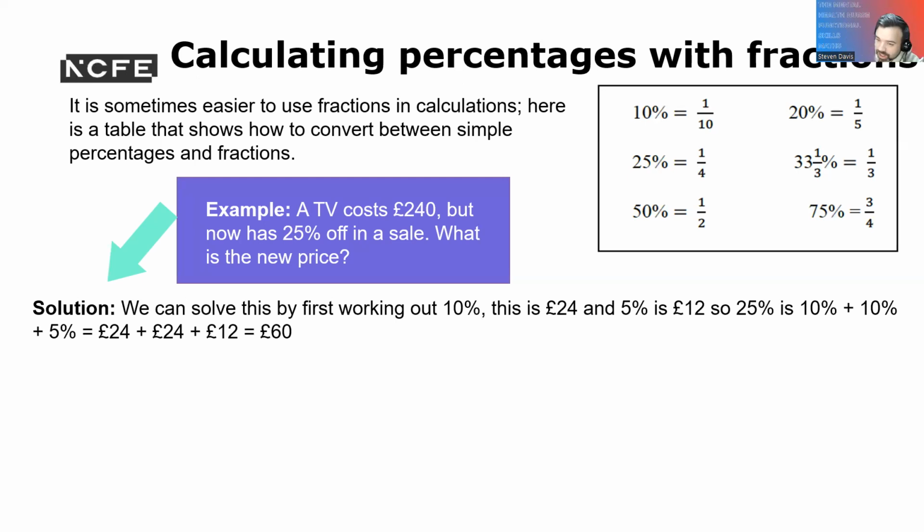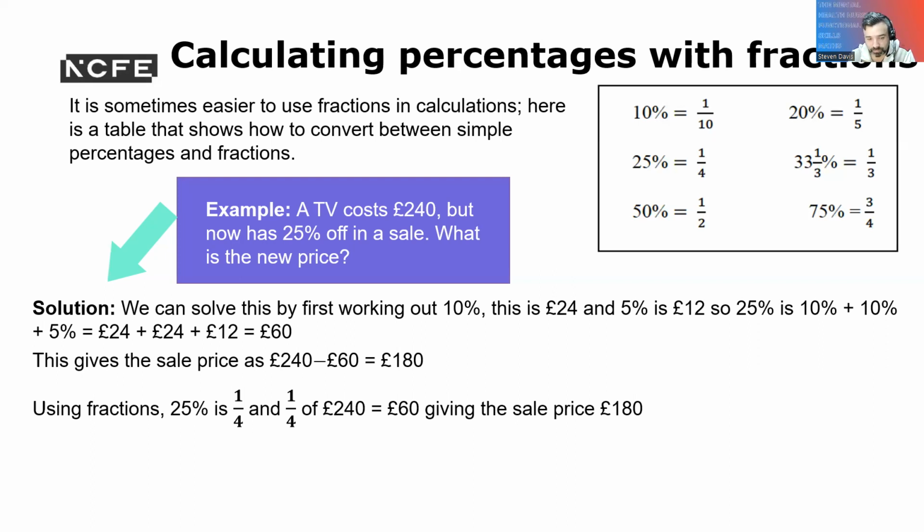Solution. We can solve this by working out 10%. That's 24. And then 5% is 12. So 25% is 10% plus 10% plus 5%. 24 plus 24 plus 12 is £60. This gives us a sale price of 240 minus 60, which gives us 180. Using fractions, 25% is a quarter, and a quarter of 240 equals 60. So again, the sale price is 180.